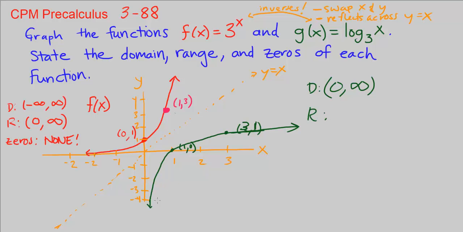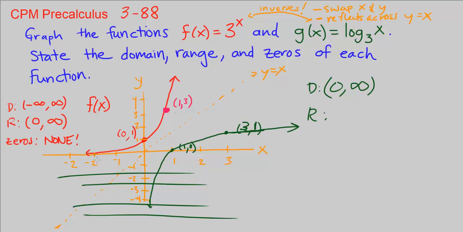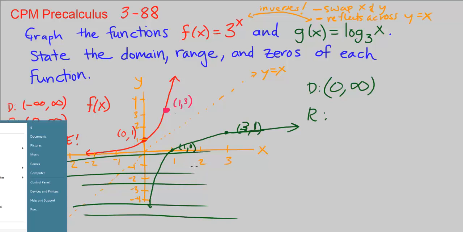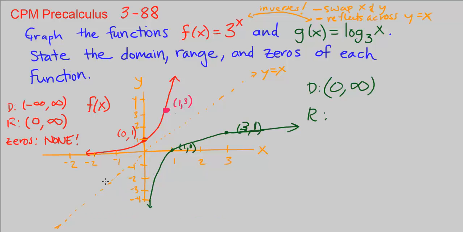Our range, when we look at it, we start down here and we look all the way up, and yes, we're crossing our function with every possible horizontal line. Again, it looks like it might be going to the right, but it's actually going up and to the right. So we're going up to infinity as well. And finally, what are the zeros? Well, again, the zeros are where we cross the x-axis, and we intersect the x-axis right here at this point, which is 1, 0. Alright, so that is the domain, range, and zeros of each function.